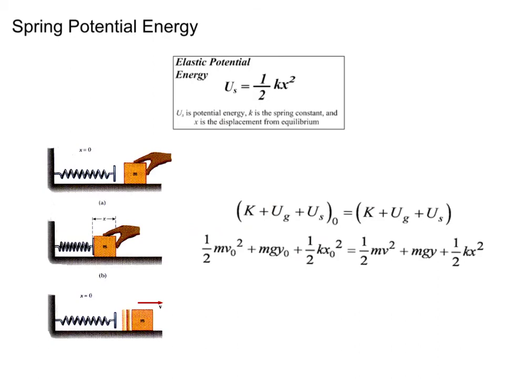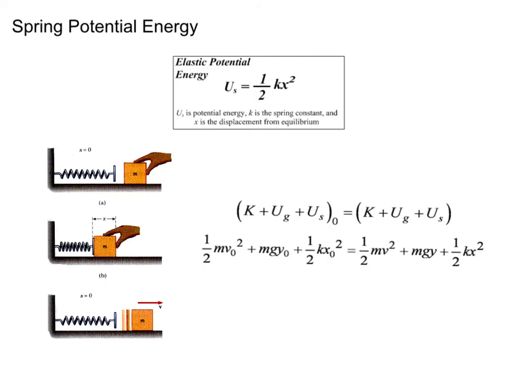The equation for spring potential energy is 1/2 kx squared, where k is the spring constant of the spring and x is the displacement from equilibrium for that spring. So it's important to remember that this displacement is from an equilibrium position. We can find the equilibrium position of a spring by removing any mass from it and seeing where that spring naturally sits. That position would be the equilibrium position.